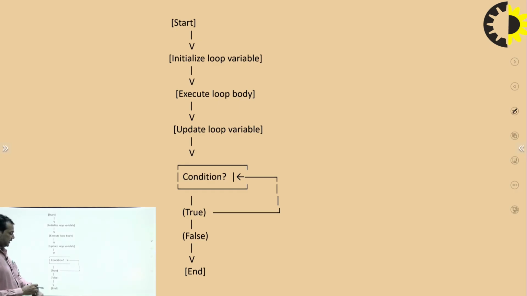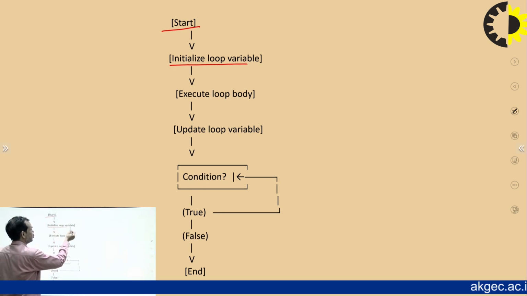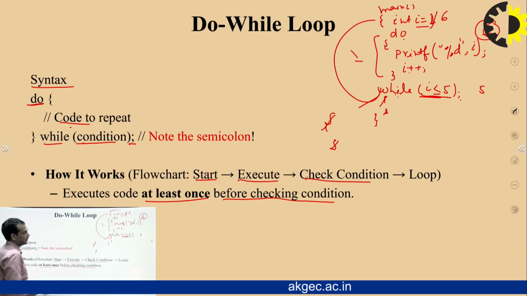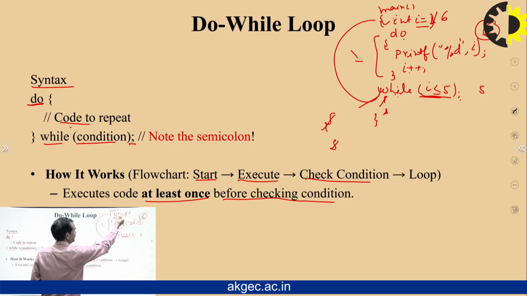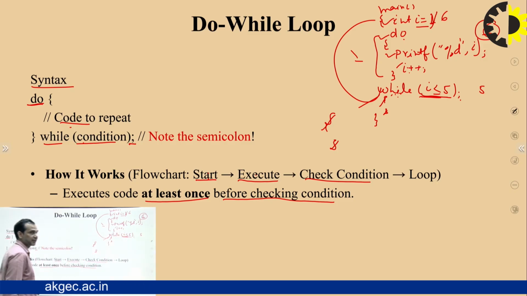Now we are moving to the flow chart of this. Firstly we start, then we initialize the loop variable, then it executes the body, then we update the value. Same we write here: firstly we start, initialize a variable, then print the value, then update, after that we check the condition.